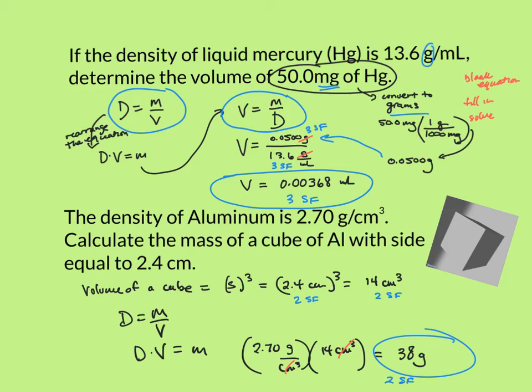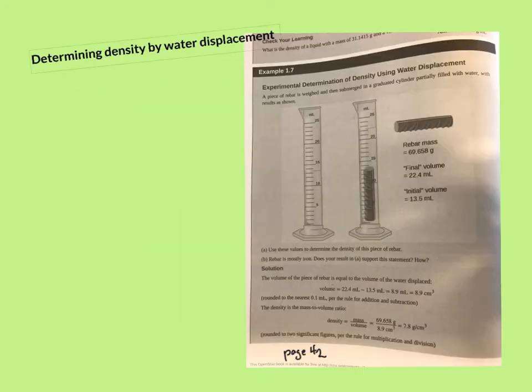And sadly, this volume of 2.4 centimeters is only 2 digits. And that limits the accuracy that we're allowed to keep in our answer. Here is a problem that is found on page 42 of your textbook. Determining density with water displacement is a typical lab that we would do in this class just to get used to measuring things.